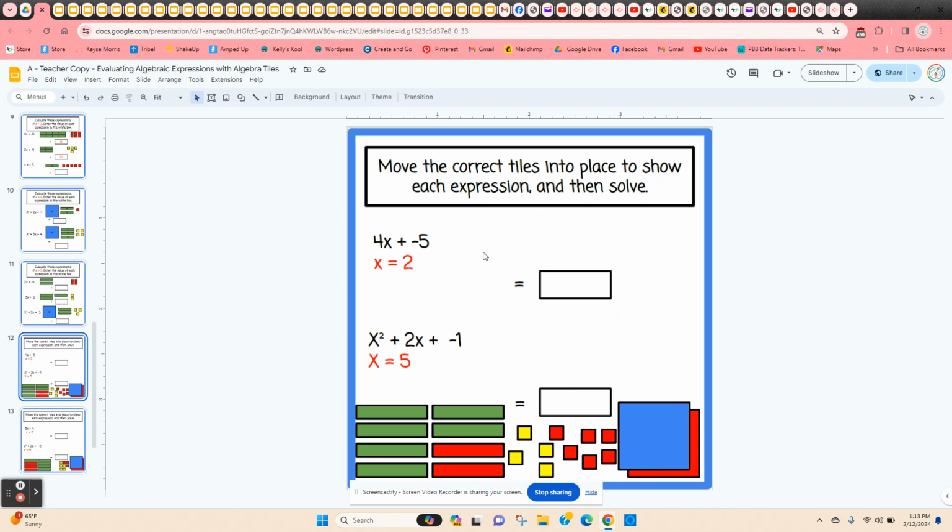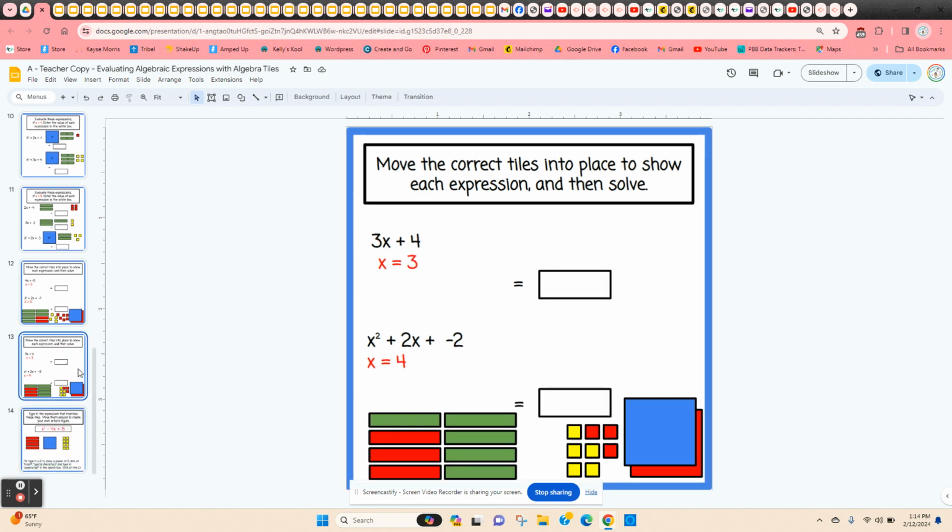And then they're going to solve based on what they're telling us x equals. So they're going to move these tiles into place, and then they're going to evaluate if x equals 2. This one, evaluate if x equals 5. Same thing on the next slide, move the tiles into place, and then evaluate for the values that are given.